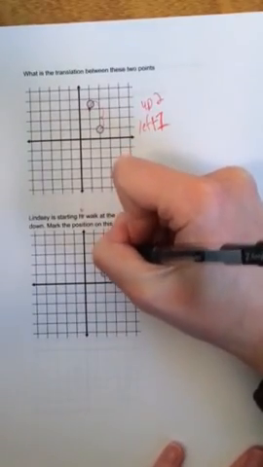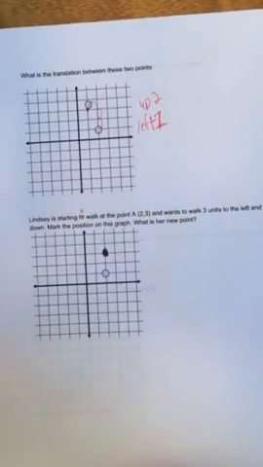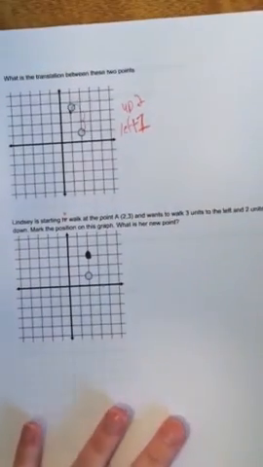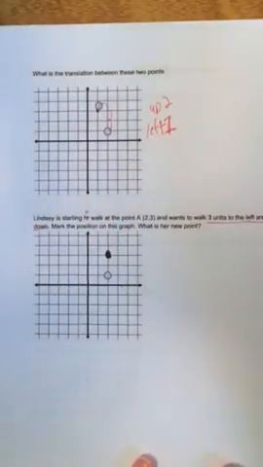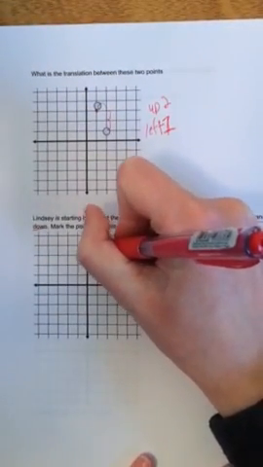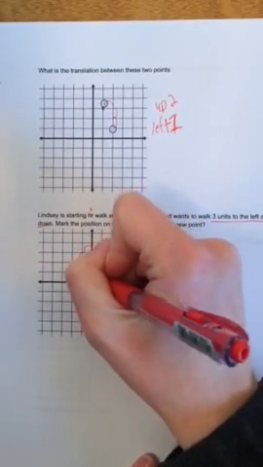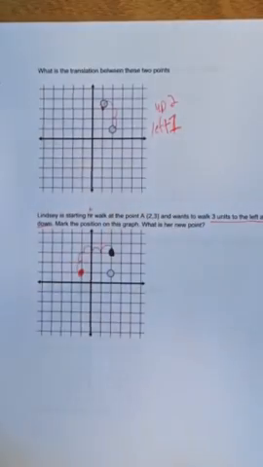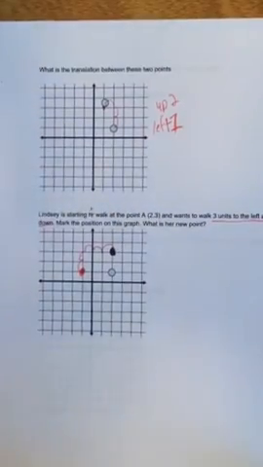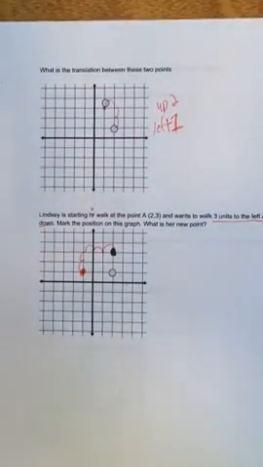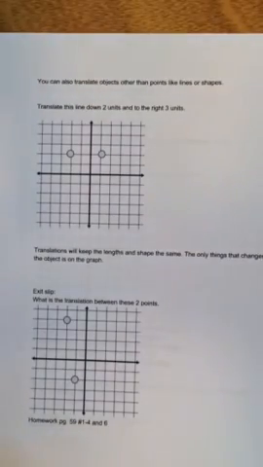So this is where Lindsay's actually starting, and they want to know where she's going. So they want her to move 3 units to the left and 2 units down. So 3 units to the left would be 1, 2, 3, and 2 units down would be 1, 2. So her new spot is right here. Now again, you don't actually have to draw the bumps. If you don't want to, you can just count over. So hopefully this isn't too hard. It's not getting too scary or anything. You're just moving some stuff around.